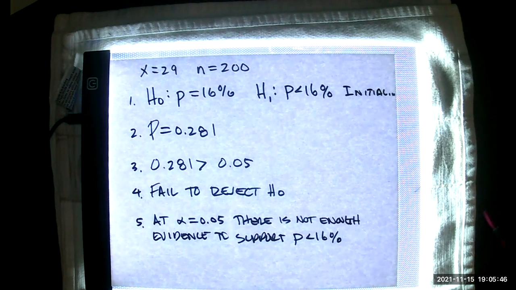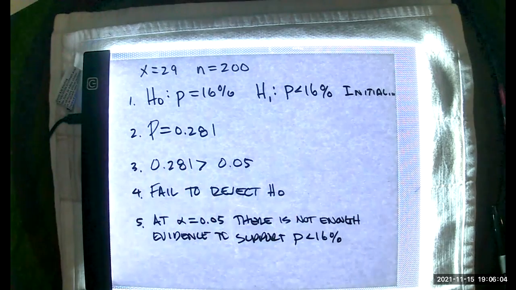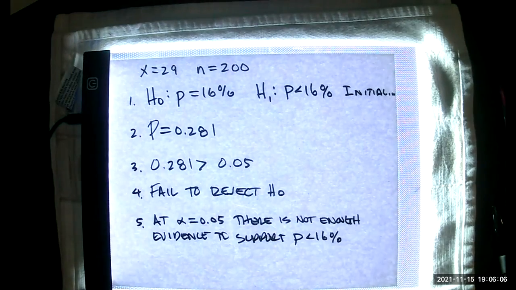1, 2, 3, 4, 5. 5 steps. They all have 5 steps. Same 5 steps. It's like baking a cake. So a test for a claim about a population proportion is really this straightforward. What do I ask you about on a quiz and on an exam?